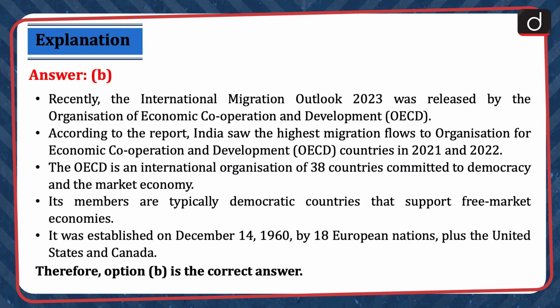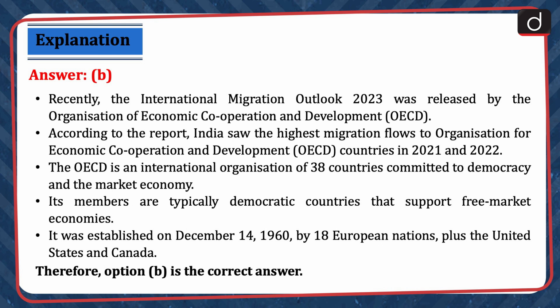Recently, the International Migration Outlook 2023 was released by the Organization of Economic Cooperation and Development. According to the report, India saw the highest migration flows to Organization for Economic Cooperation and Development countries in 2021 and 2022. The OECD is an international organization of 38 countries committed to democracy and the market economy.